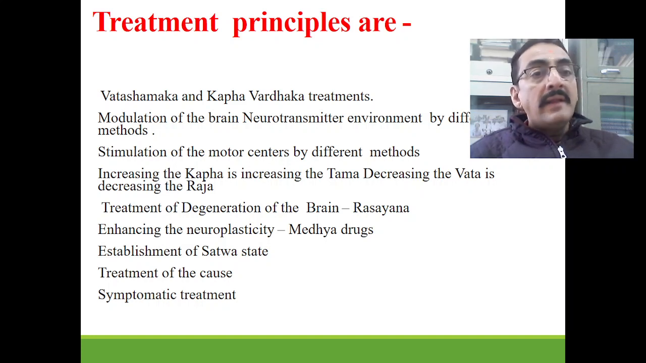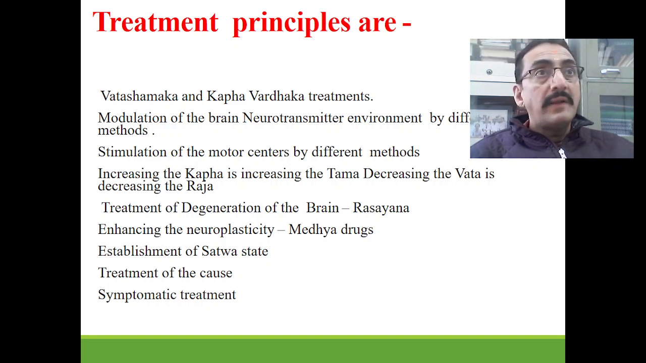Okay. Then I have to go for stimulation of the motor centers by different methods. Then increasing the Kapha is nothing but increasing the Tama, or decreasing the Vata is nothing but decreasing the Raja. Okay, so now I have to make use of different major rasayanas, which perform this function. I have got major rasayanas which are having Vata Vardhaka properties. I have got major rasayanas which are having Kapha Vardhaka properties.